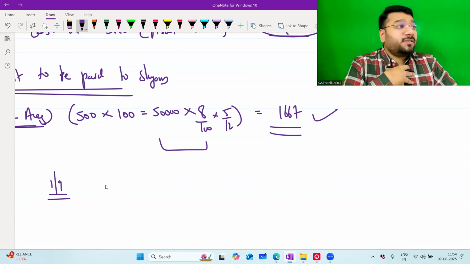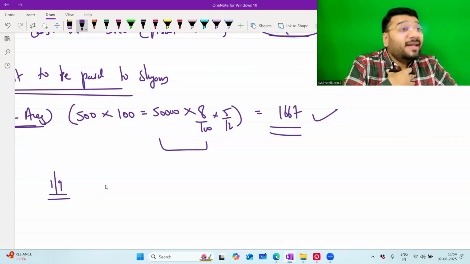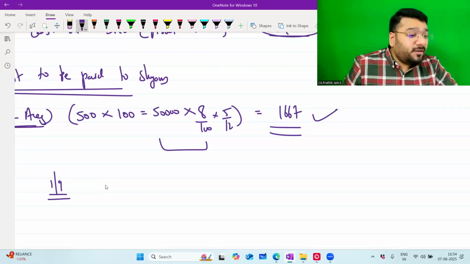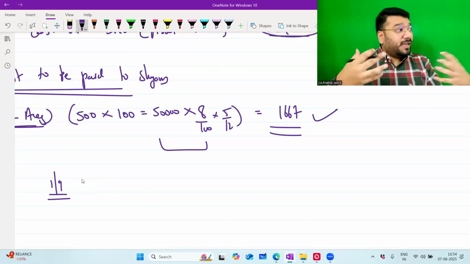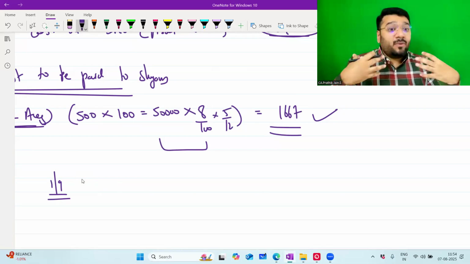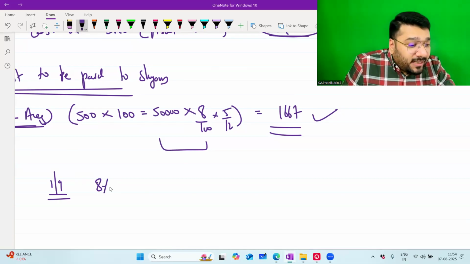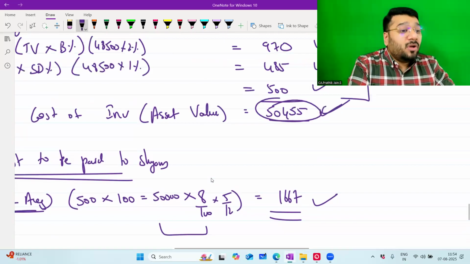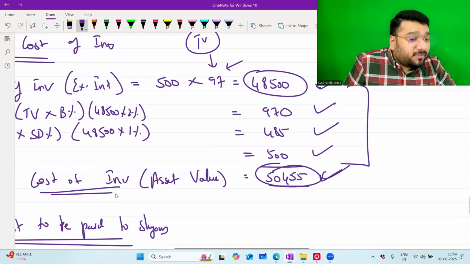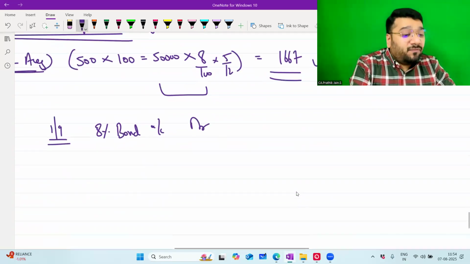Sir, we are buying the bonds. Bond for us is an investment because we have the intention to earn interest from that investment. So it is my investment. So debit what comes in? Investment is asset. Asset is real account. Debit what comes in? 8% bond account debit. How much? Always at the cost of investment. 50,455.